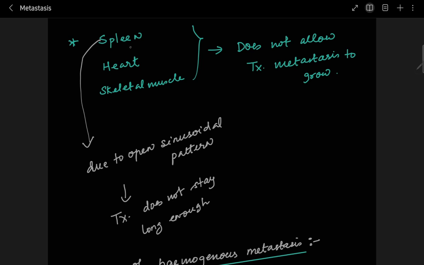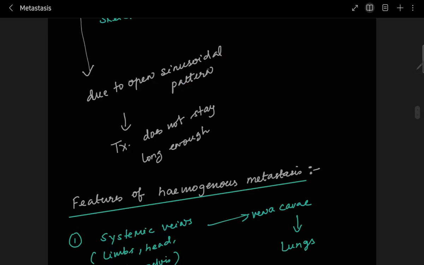Why does the spleen not allow tumor metastasis to grow? There is a concept behind it. In the spleen there is an open sinusoidal pattern. The open sinusoidal pattern causes the tumor not to stay there for a long time, and thus adhesion doesn't take place between the tumor cells and the endothelial cells there.